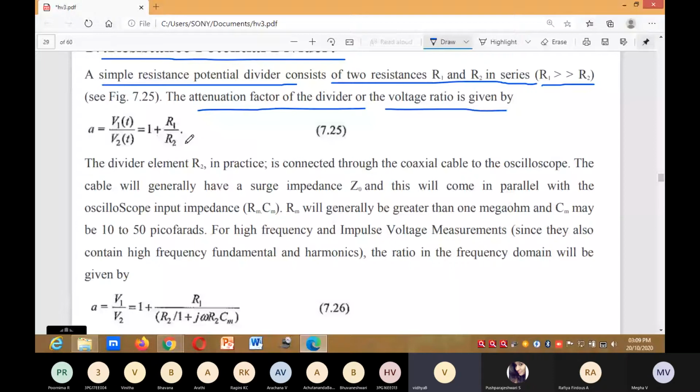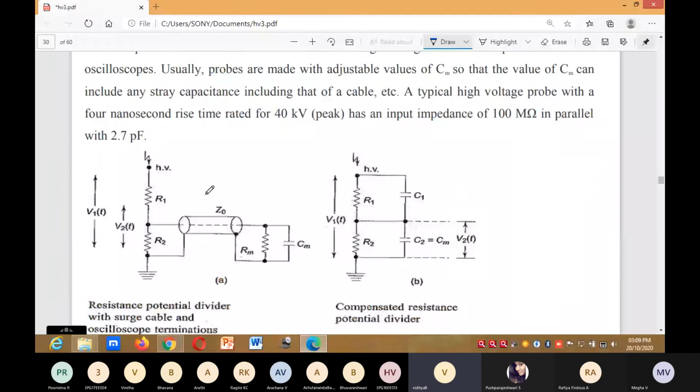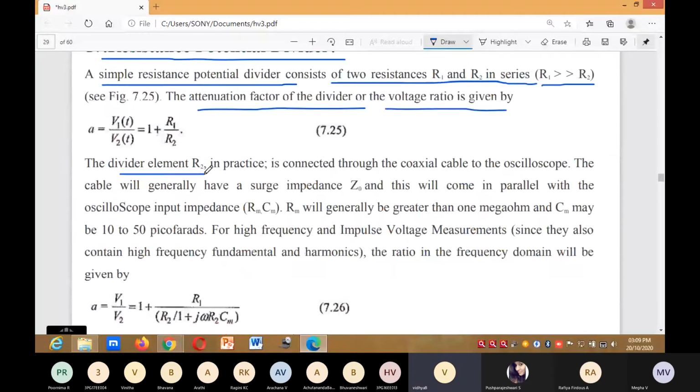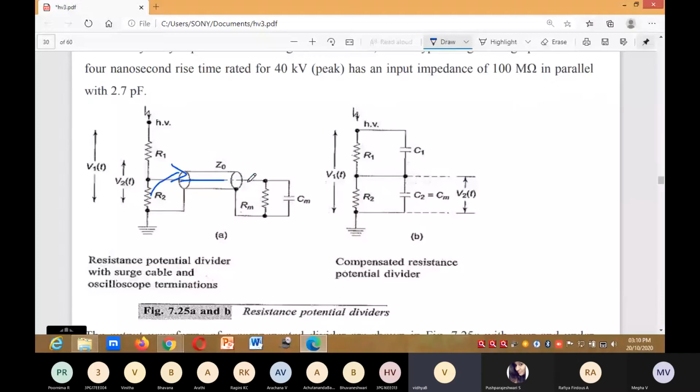The divider element R2, in practice, is connected through a coaxial cable to the oscilloscope. R2 is connected through this coaxial cable, this is the cable. You can observe in the figure, it is connected to the oscilloscope. Resistance potential divider with the surge cable and oscilloscope terminations.